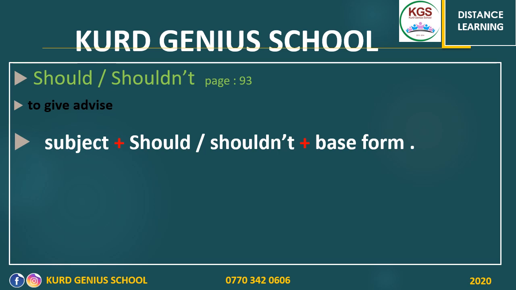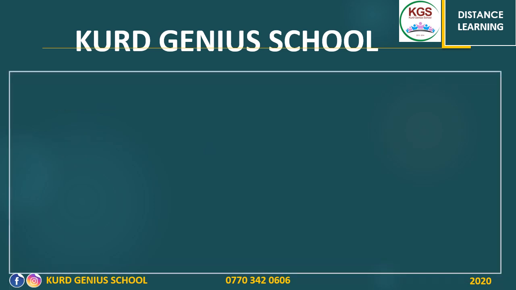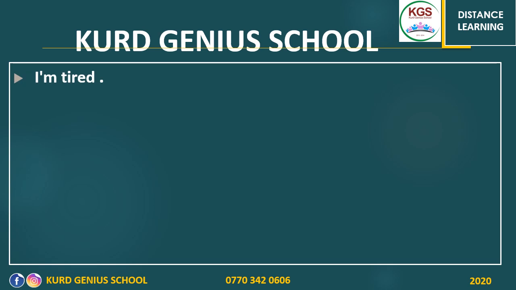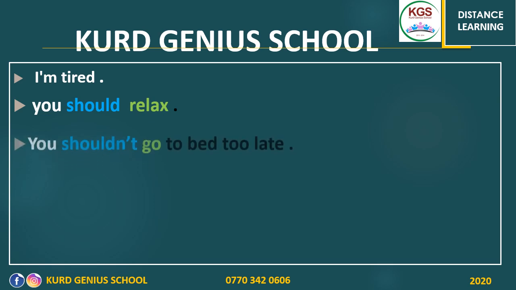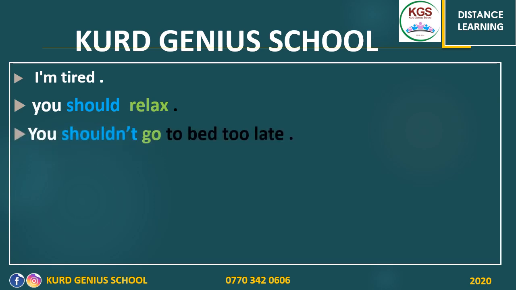And for subject, you can use names or you can just use I, we, you, they, he or she or it. So let's just give some examples to make it easier. For example, I'm tired. So what is your advice? You can say in an affirmative way, you should relax. Okay, look, we have should and we have relax. Or you can change it into negative and advise me again. So you shouldn't go. Go is base. We don't have s, we don't have ed, and we don't have ing. So we shouldn't go to bed too late.